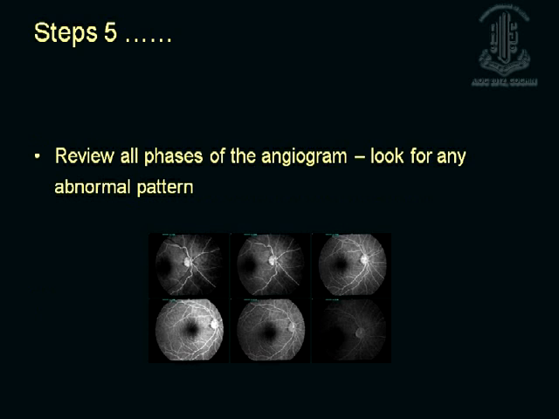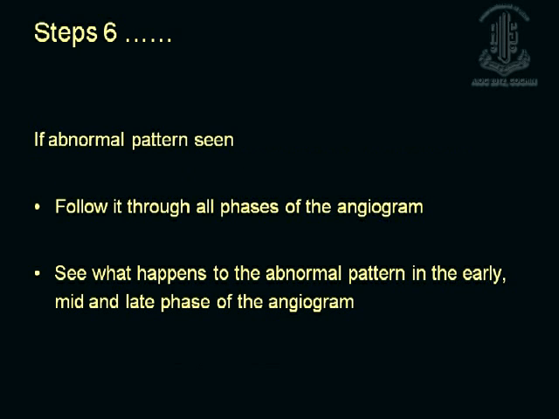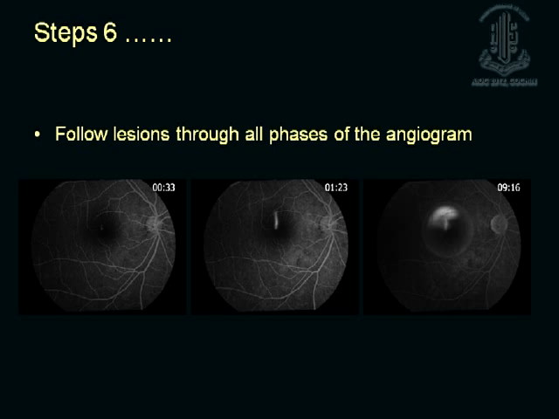Now, once you come to the interpretation, just have a quick glance through all phases of the angiogram. This is mainly to see if you see any abnormality. You are conversant with how a normal angiogram looks. Quickly run through the angiogram to look for any abnormality. If you see an abnormal pattern, follow it through all phases of the angiogram. See what happens to it in the early, the mid and the late phase. If you see some abnormality here, go to the mid phase, see what happens to the fluorescein angiogram. Go to the next late phase and see what happens to this. Once you know how it goes from early to late phase, you know what the possible diagnosis is in these patients.